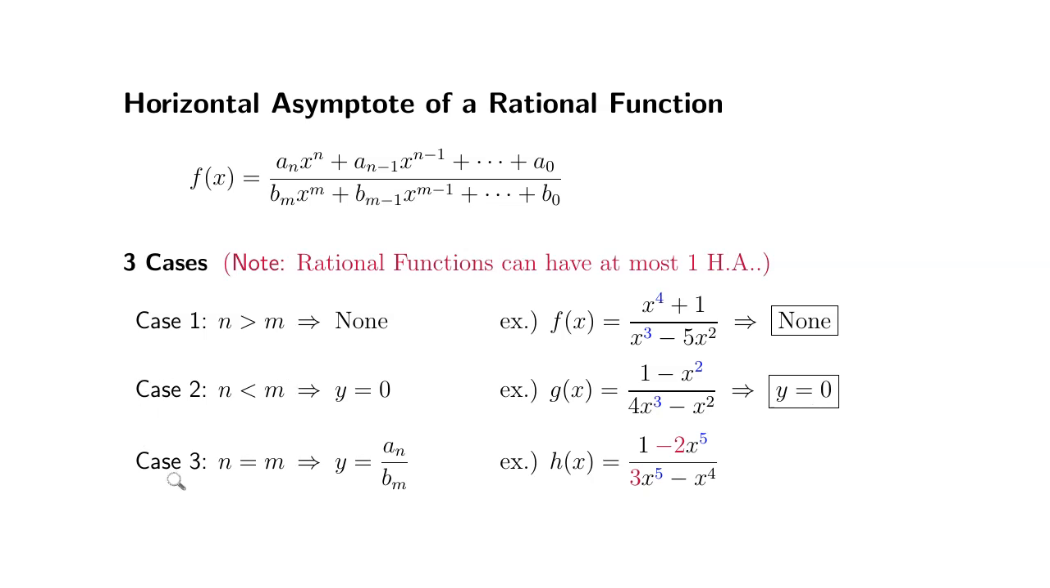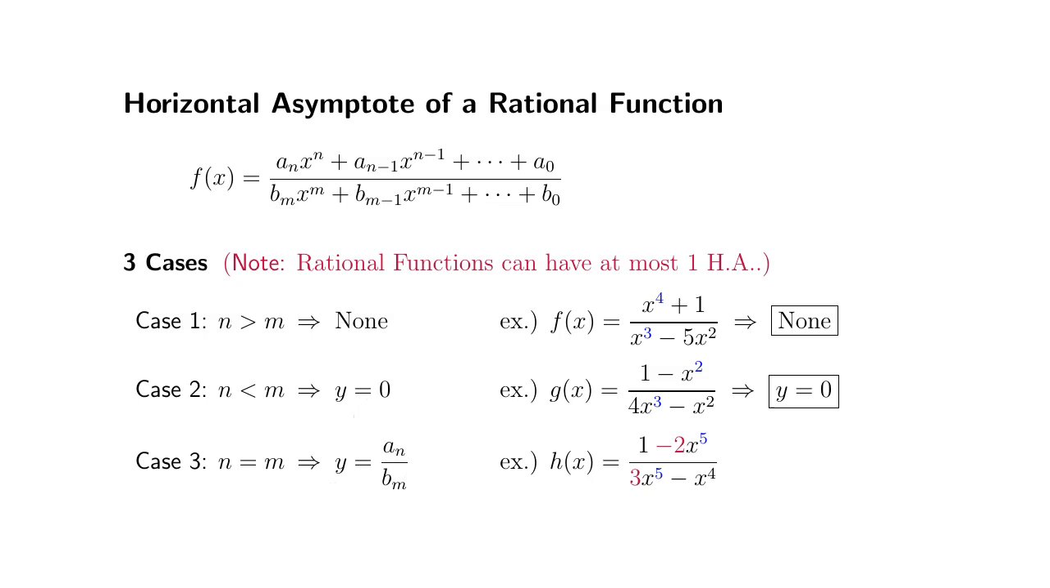And case 3 is the most interesting one. What if the degree on top is exactly the same as the degree on the bottom? Then the horizontal asymptote is y equals the leading coefficient on top divided by the leading coefficient on the bottom. The leading coefficient is just the number in front of the highest term. So that's the coefficient here, this is a leading coefficient.